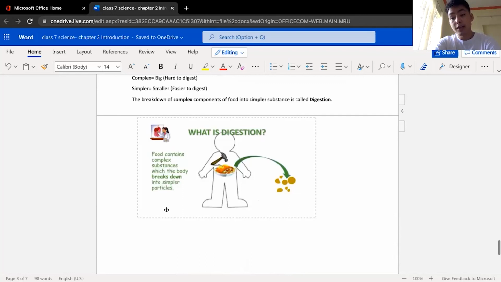Okay, so digestion refers to the breakdown, making the food even smaller by breaking it down. Here in the stomach, there are many acids which help to break the food even smaller, from a complex structure into a simpler substance.